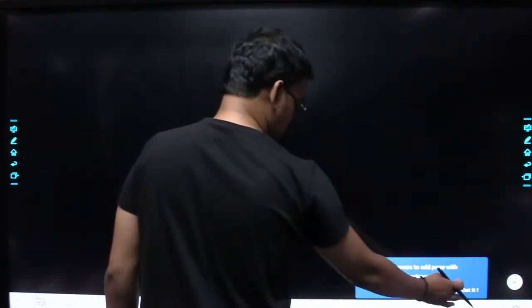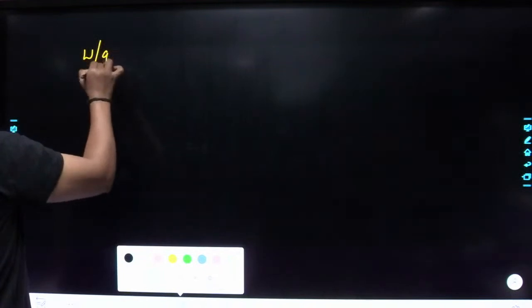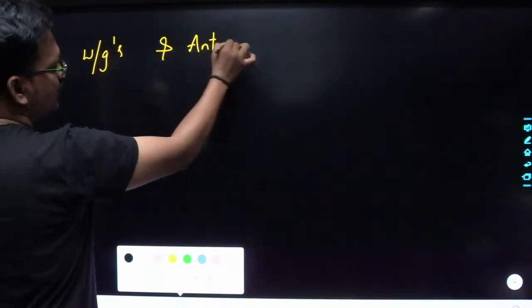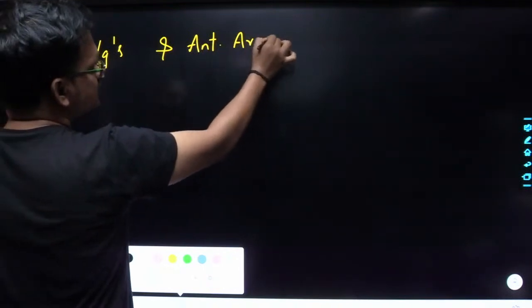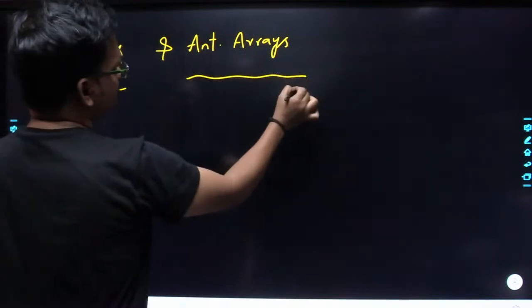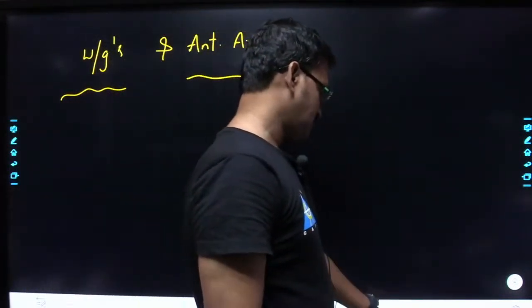In this session, we are going to cover the waveguides part and antenna arrays. These are the two topics that we are going to cover in this session: waveguides and antenna arrays.